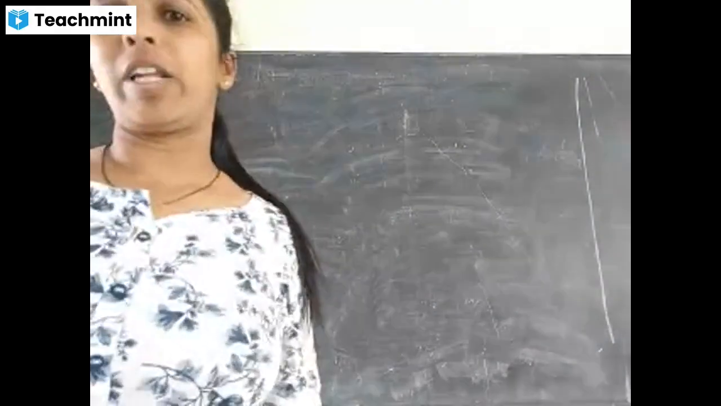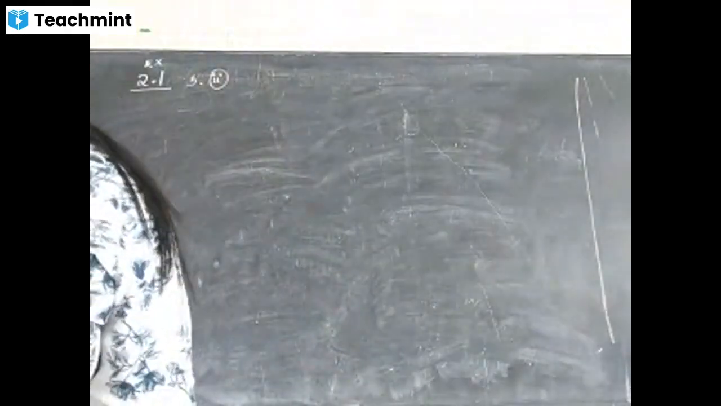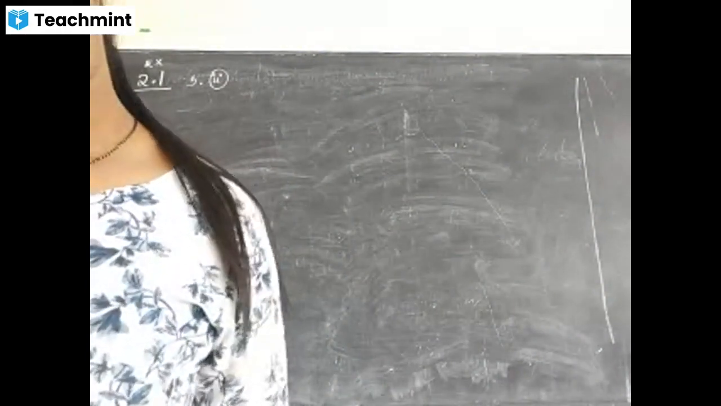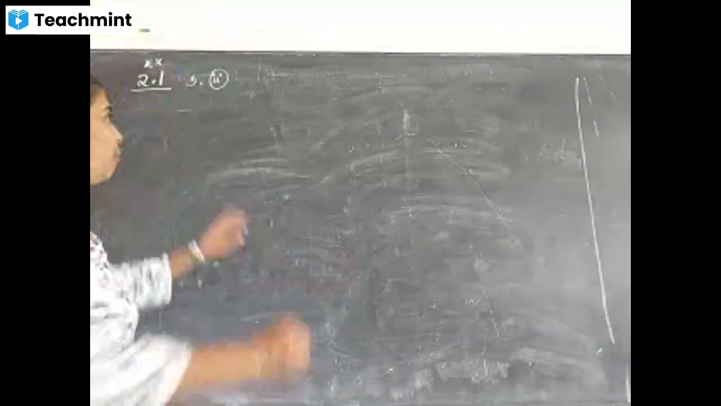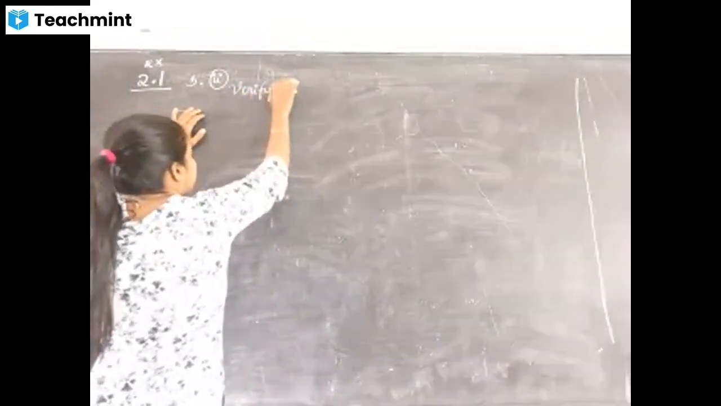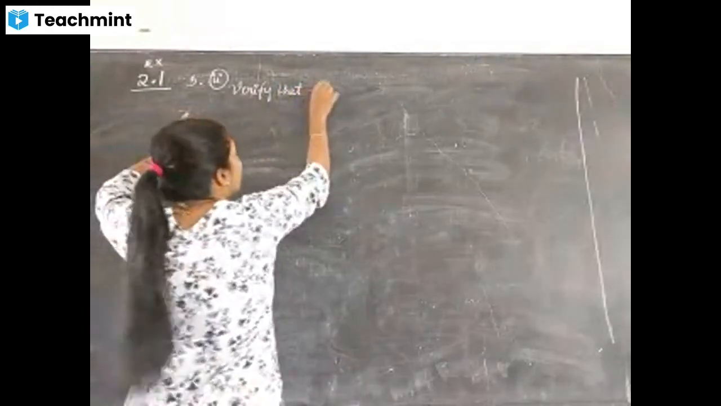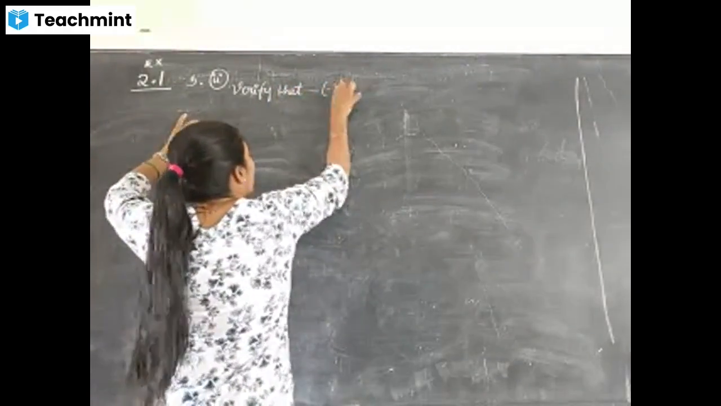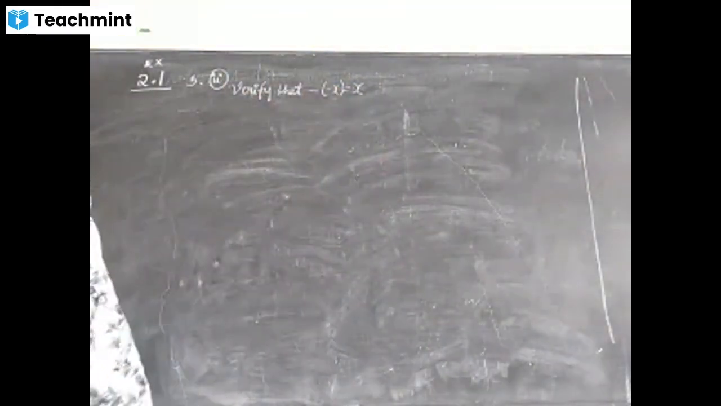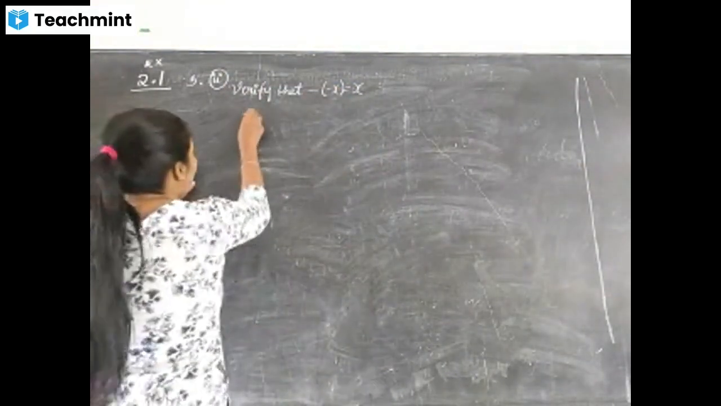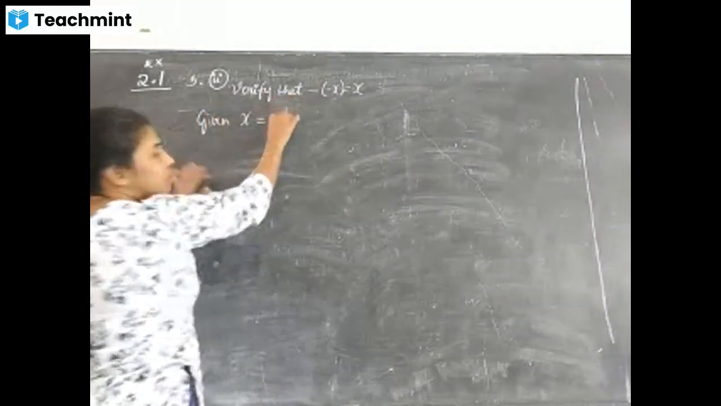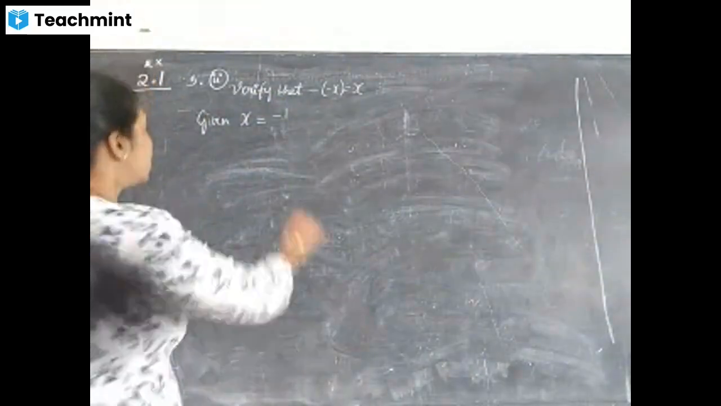Roman number three, the second one I will take. What they have given means verify that minus of minus x equals x. This is the actual question. We must verify. The value of x is given: x equals minus 13 by 17.